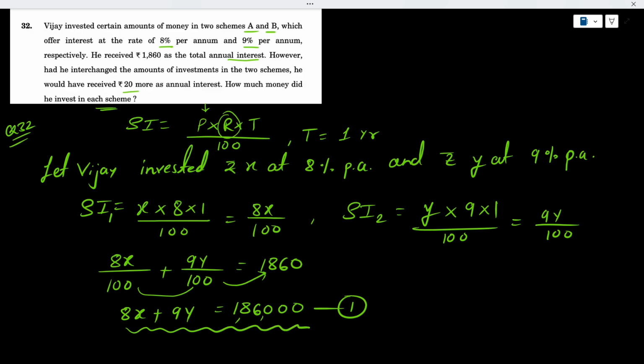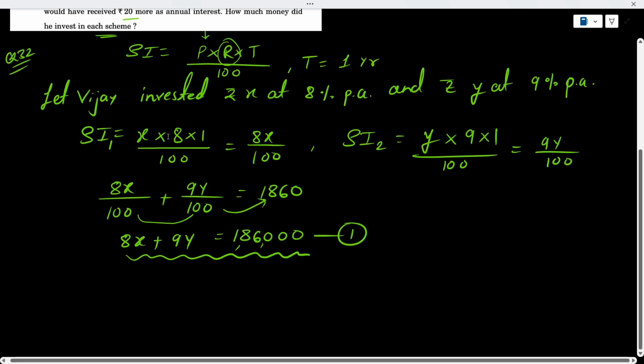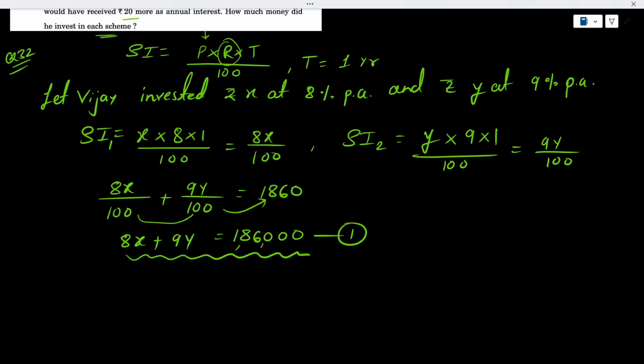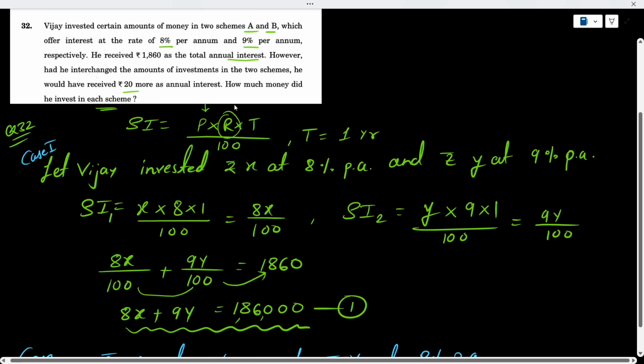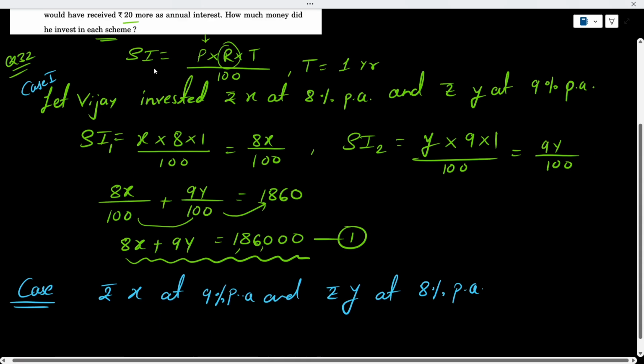Now what is written here? This is my first statement. However, if he had interchanged the amount of investment, that means investing rupees X at this, this is your case 1. Now what is case 2? Interchanging means rupees X at 9% per annum in one scheme, and rupees Y at 8% per annum. So your interest will change, and he will be getting 20 rupees more interest. That means the total interest will increase to 1880.